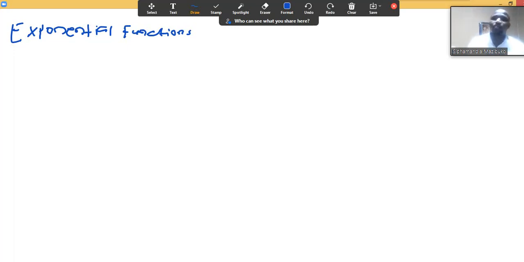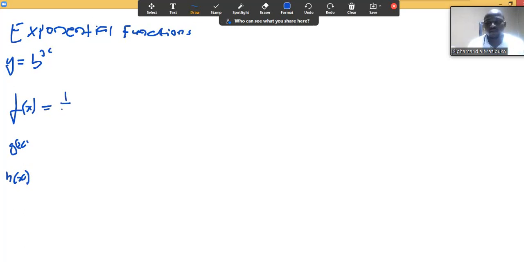Hi guys, we're still looking at the exponential functions, but at this point our b is a fraction. Remember the format that we're working on. At this point we're working with b to the power x. Suppose our b is a fraction, so we can have f at x, g at x, and h at x. This is the same as 1 over 2 to the power x.